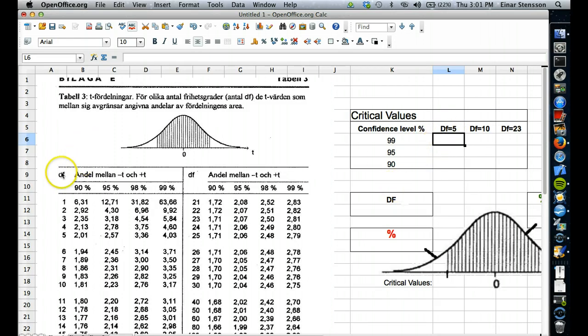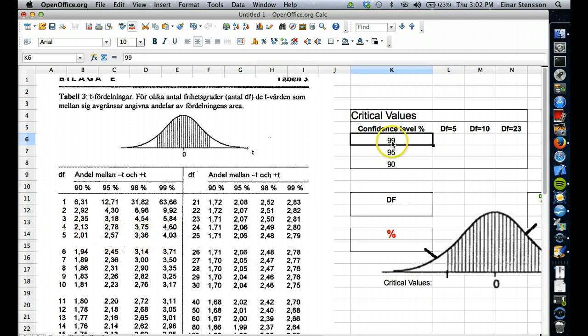What I need to do is I need to look in the table here and find df, which stands for degrees of freedom, and I move down the rows here to 5, because for each row I get the critical t-values at various confidence levels for different degrees of freedom, and they're going to vary. So I go down to row number 5 here, and I see that we have our critical t-values here.